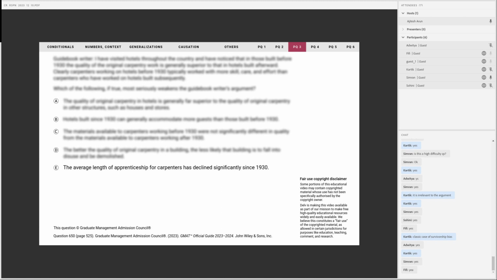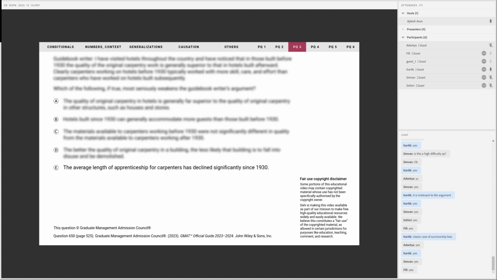I think it strengthens the argument in a way. Why? Because if the average length of apprenticeship has reduced, then there's a possibility that the skill and care and effort has reduced after 1930, and hence it strengthens. Okay, good. Anybody with a different point of view on this?